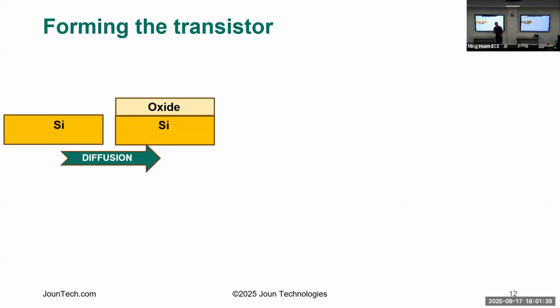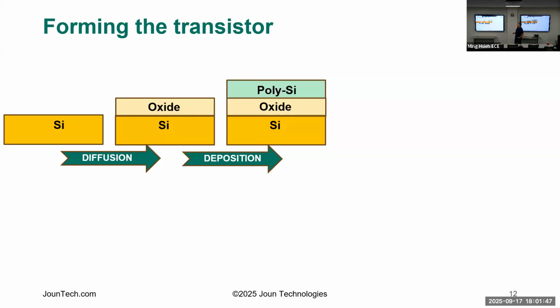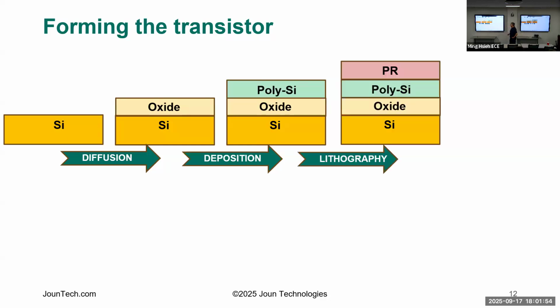And you're doing it in a very controlled fashion, right? You want to be able to measure these things in angstroms of accuracy. Next, you deposit another material on top called polysilicon. And then you go into one of the most important steps.